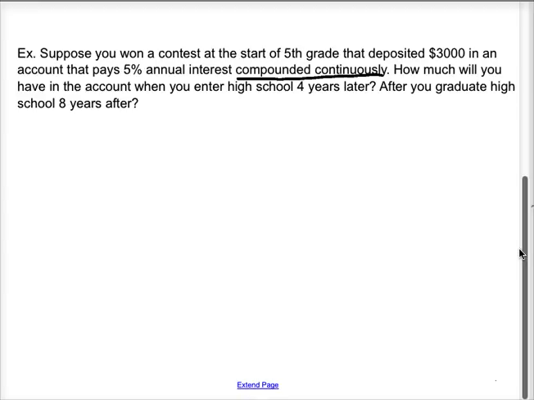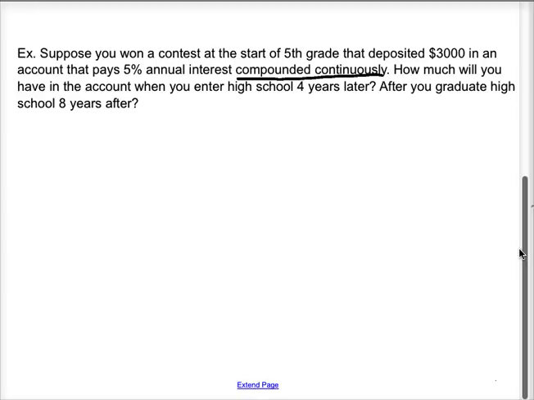So suppose you won a contest at the start of the 5th grade that deposited $3,000 in an account that pays 5% annual interest, compounded continuously. How much would you have in the account when you enter high school 9 years later? And what about after you graduate 8 years later?